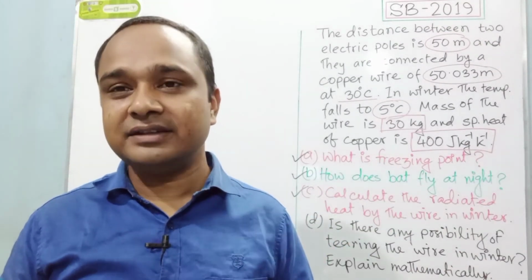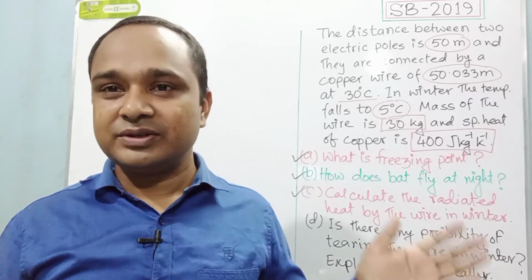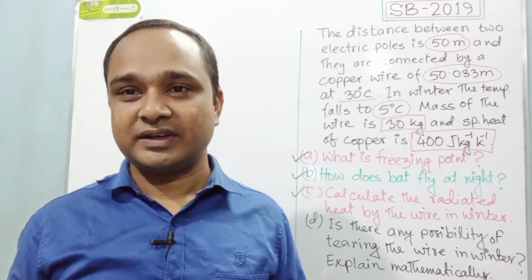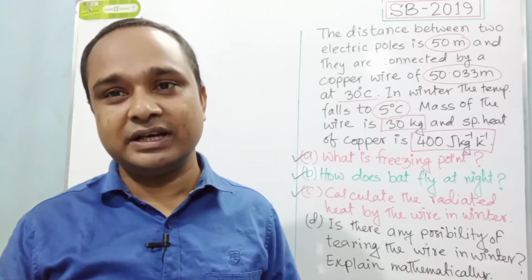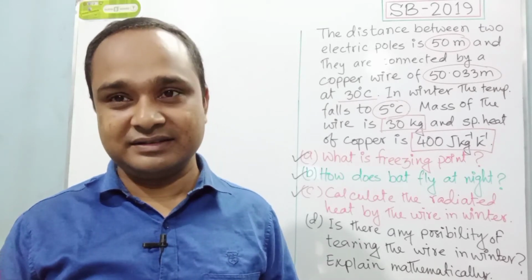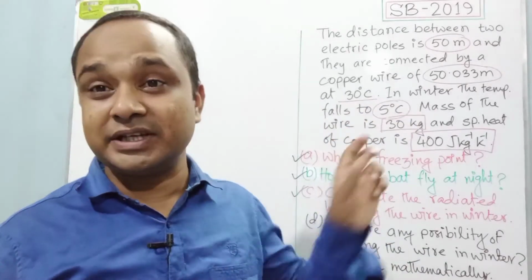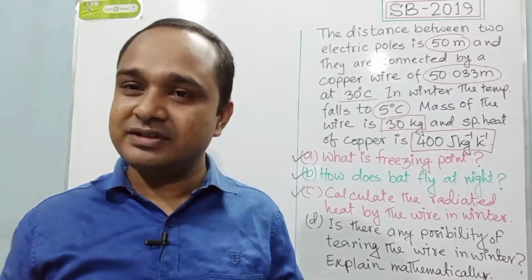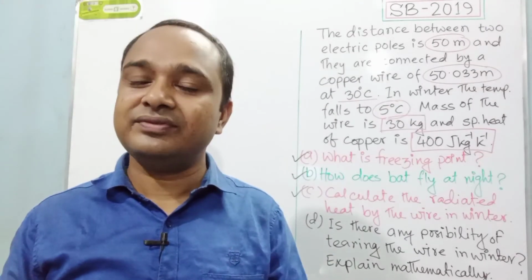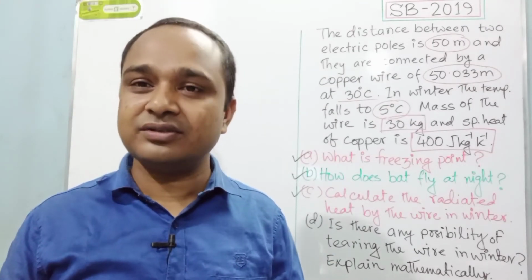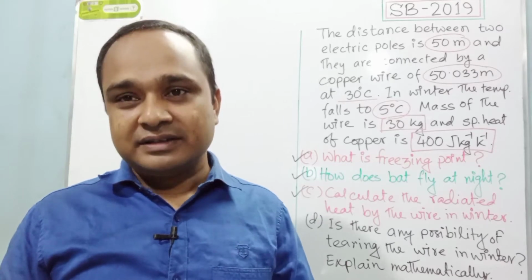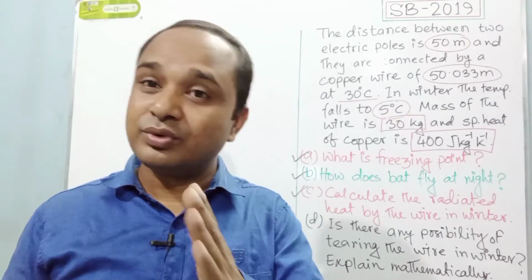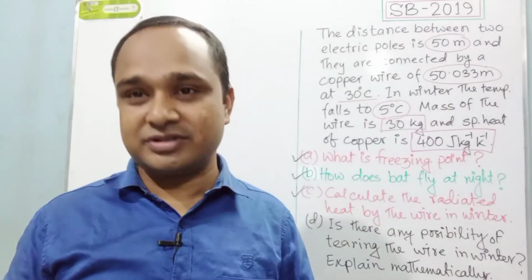Obviously we know in winter the length of the wire will be contracted, and if the final length of the wire is less than the distance between the two poles, that is less than 50 meter, then the wire will tear. But if the final length of the wire remains equal to 50 meter or more than 50 meter, then it will not tear.